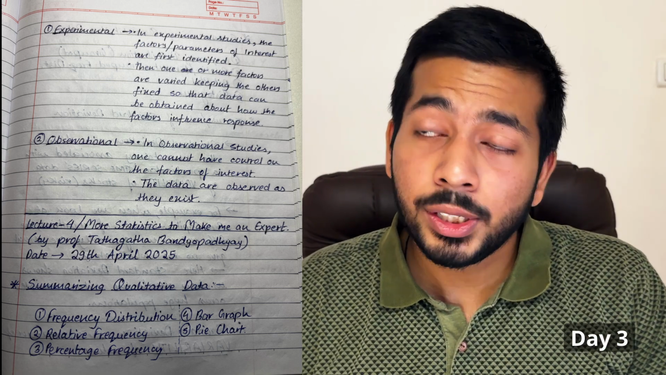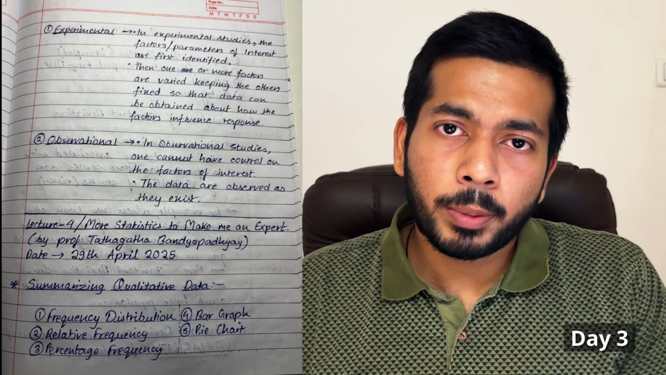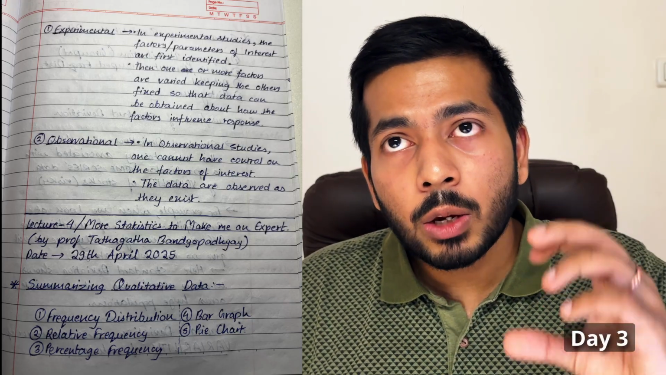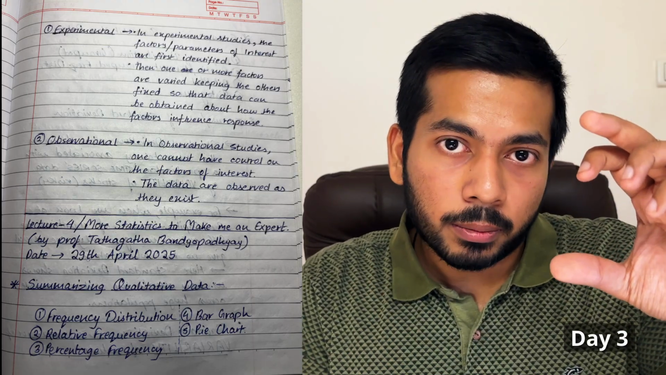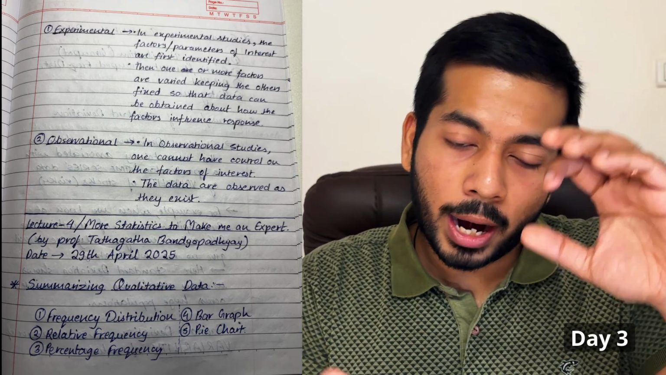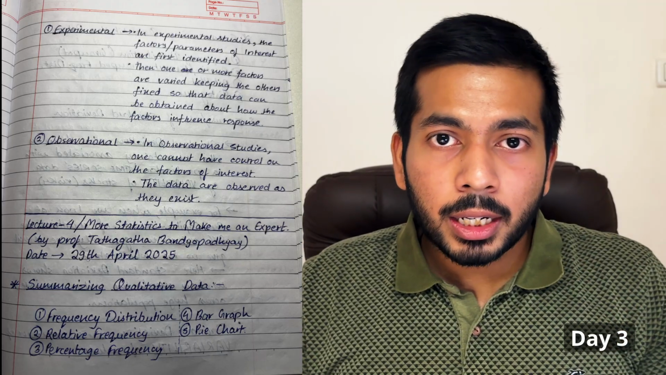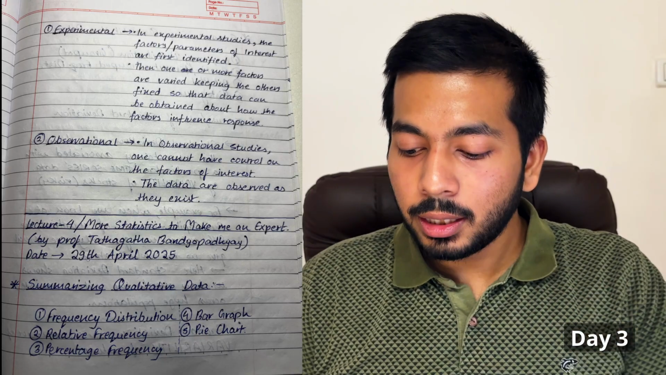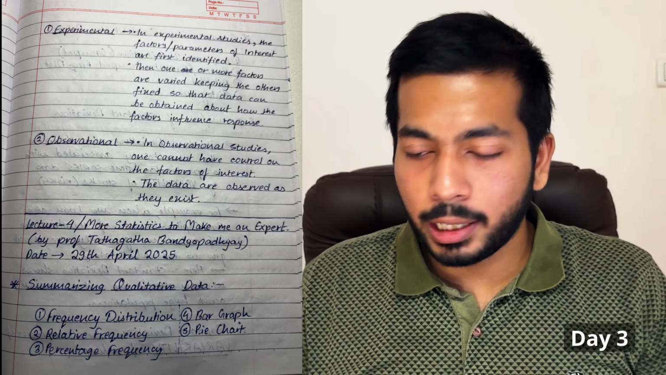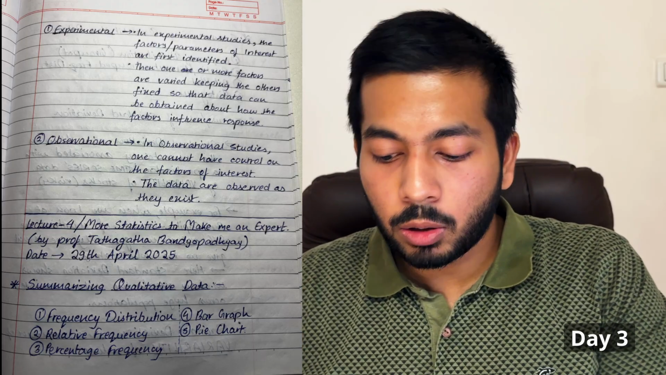What he taught me is that relative frequency is basically a ratio. What is the ratio between? It's basically the frequency of a particular category upon the frequency of all the categories together. So that's a ratio, and this ratio is called relative frequency. The same thing, but in a percentage format, we will call it percentage frequency. And then there are two kinds of graphs or charts that we use, that is bar graph and pie chart. That's about summarizing qualitative data.